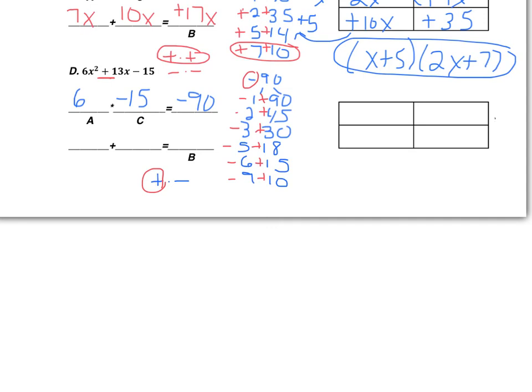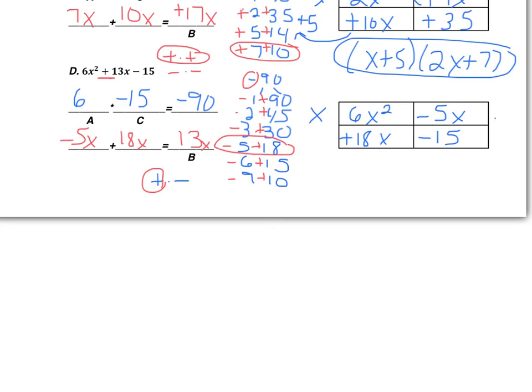So we're going to look and see which add up to that positive 13. And that would be negative 5 and 18. So we have negative 5 and 18, which add up to 13. And then those are our diagonals, or our x terms. So now I can fill in the box. So we have 6x squared, and our diagonals are negative 5x and positive 18x, and then our constant is negative 15. So on the top, we can just factor out x.